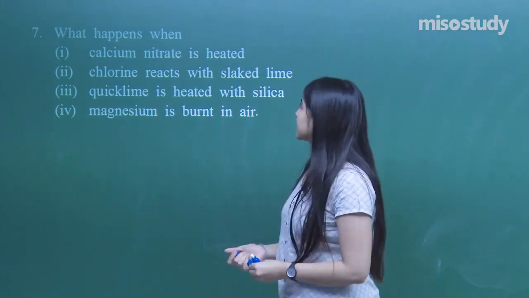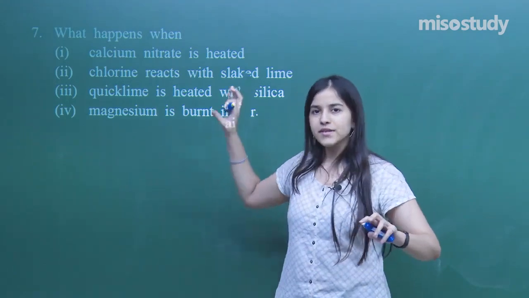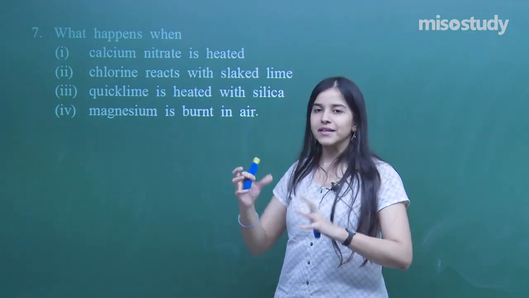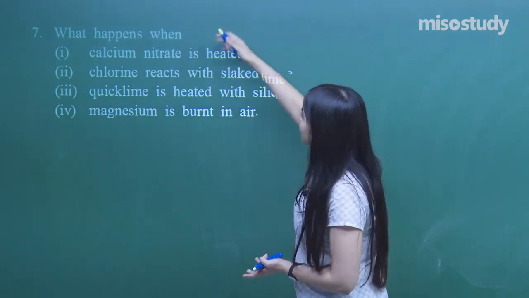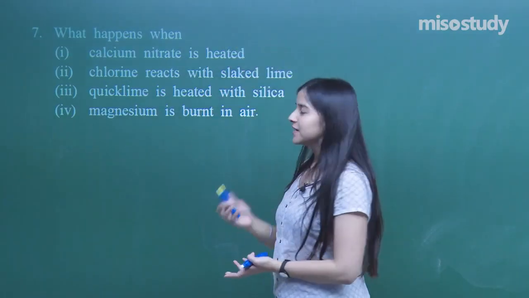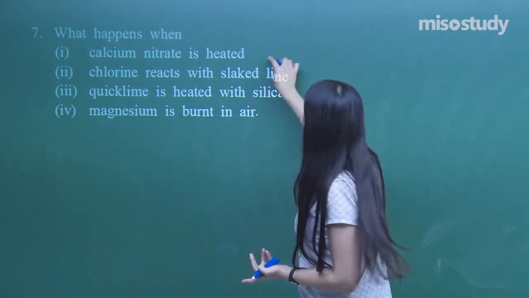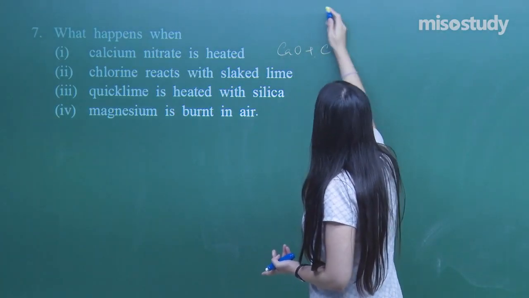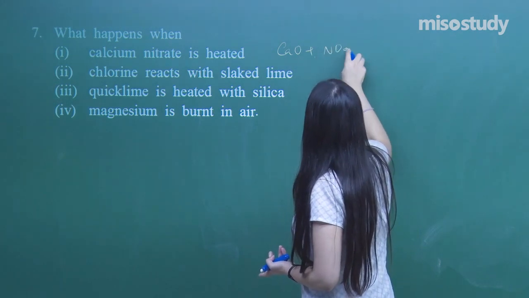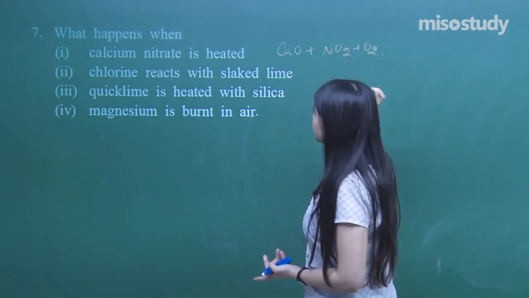What happens when? Now, although it was a 3-mark question, so you can just answer any 3, but we will be discussing all the 4, right? So, what happens when calcium nitrate is heated? We already have done that. We get CaO plus NO2 plus O2 as the products.